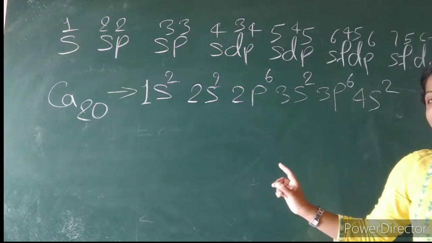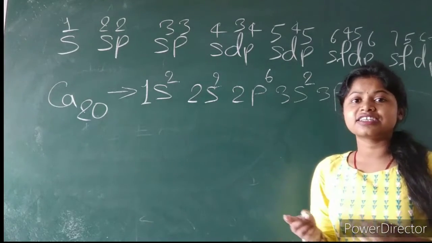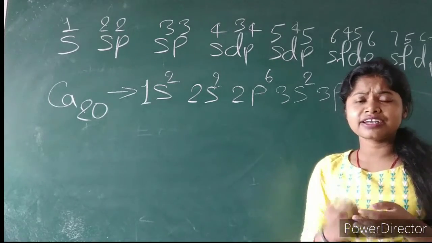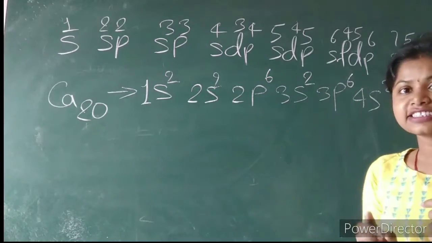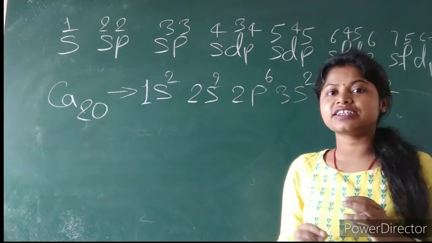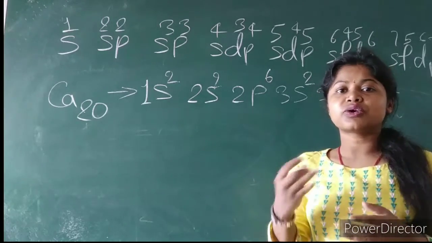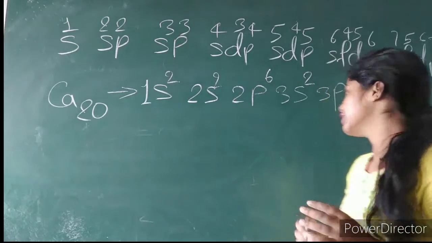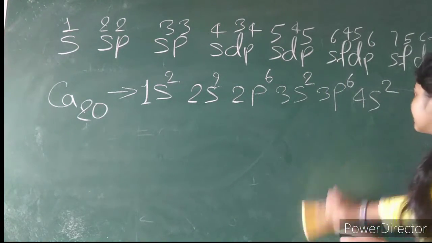Now, this is the expanded form of writing the electronic configuration. Now, is there a condensed form also available? Yes. We write the condensed form of electronic configuration with the help of noble gases. Noble gases we all know, right? Those whose octet is completely filled and they do not react. So we call them inert gases as well.